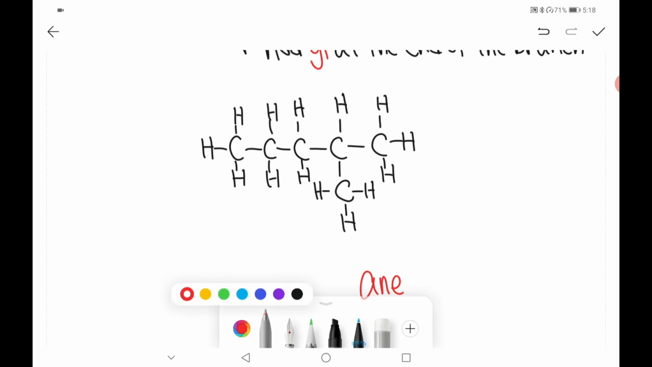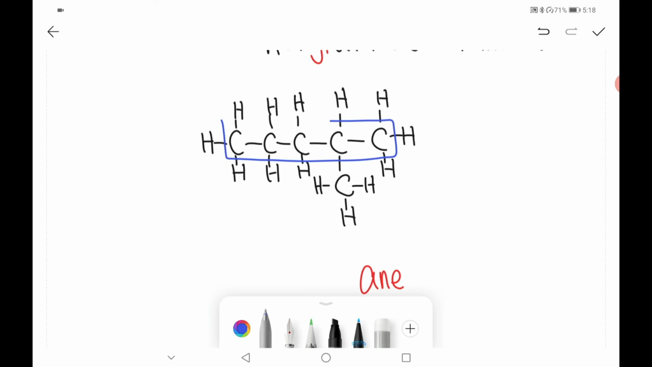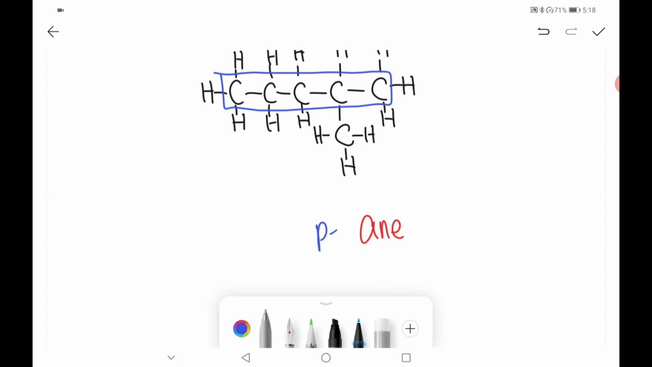Just like this, the longest carbon chain is 5. I can go here, the 5 carbon. I also can go here, the 5 carbon. No problem, up to you. Let's say I go here. So this one I have 5 carbon. 5 is pen, so 5 carbon is pentane.